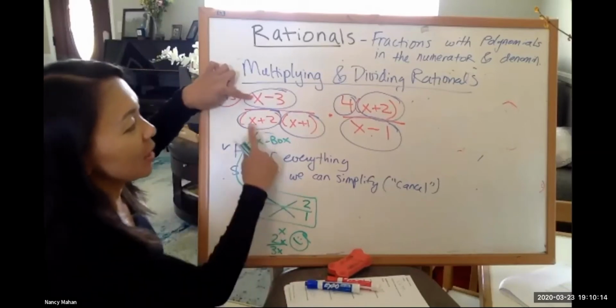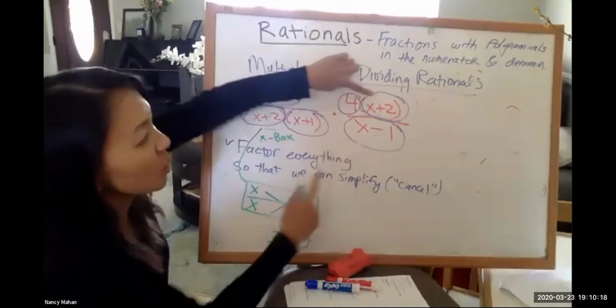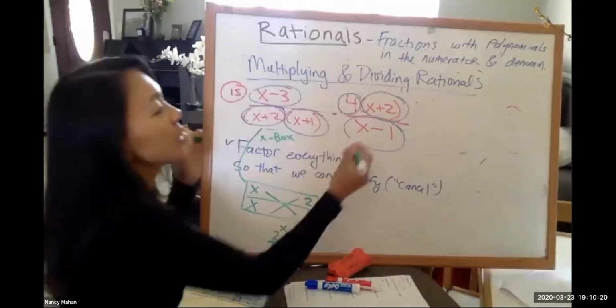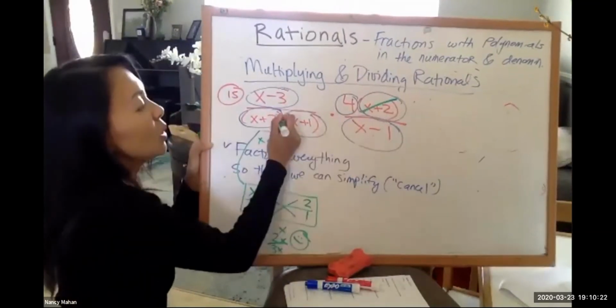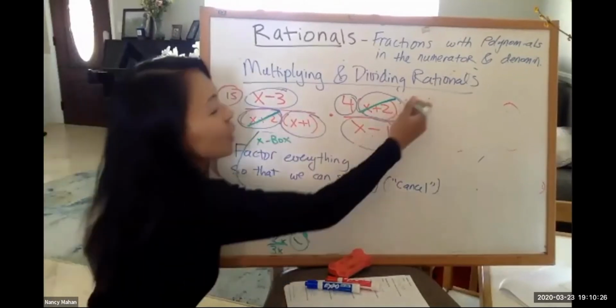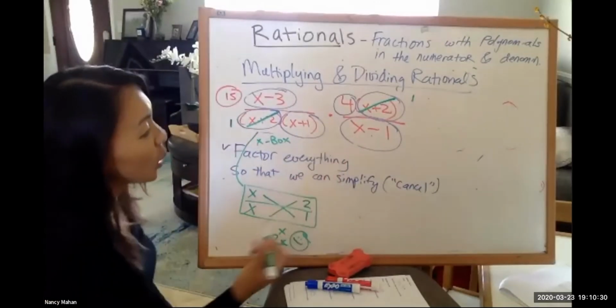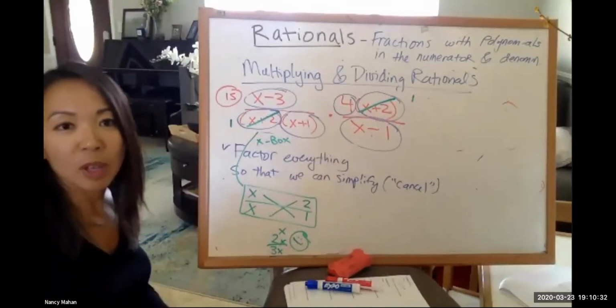x minus 3? No. 4? No. x plus 2? Yep. x plus 2 and x plus 2. So if I divide x plus 2 by x plus 2, I just end up getting a 1, right? And that's it. That's the only thing that the top has in common with the bottom.